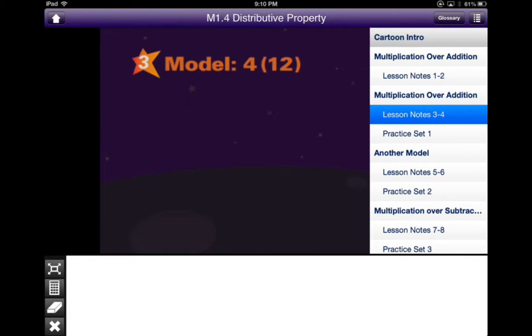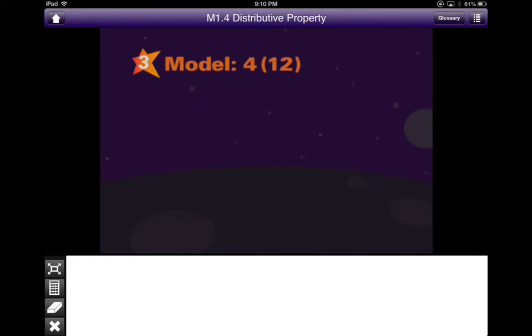In problem 3 of your lesson notes, model 4 times 12 by renaming 12 as 10 plus 2. So go ahead and rewrite that using the distributive property like they just did in the examples. Okay, press pause and write it down in your notes and then come back and check.